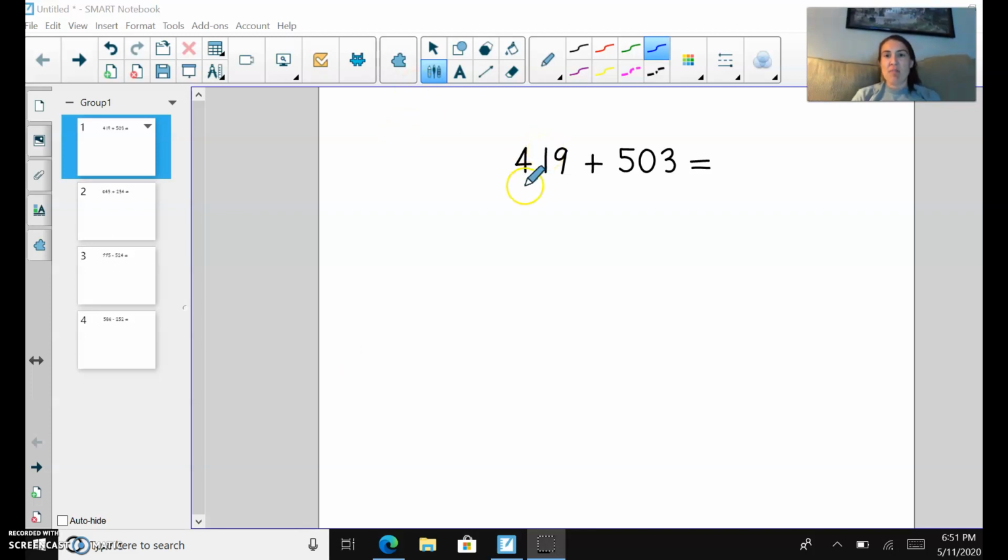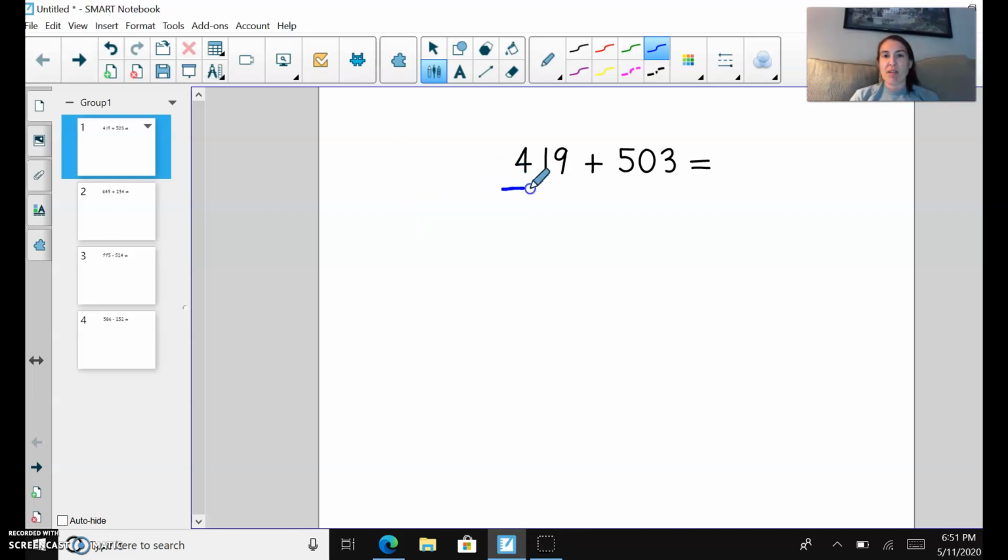So the first problem is 419 plus 503. Now, my favorite strategy is break it apart. That's where we do expanded form. So that's what I'm going to do on all four of these problems. If you have a different strategy, that's wonderful. You can still check to see if you got the right answer.